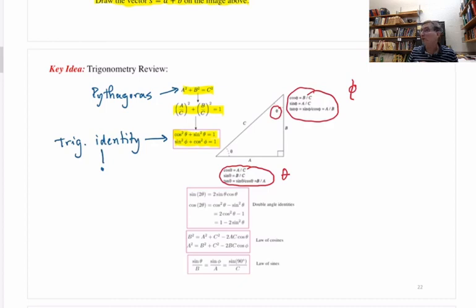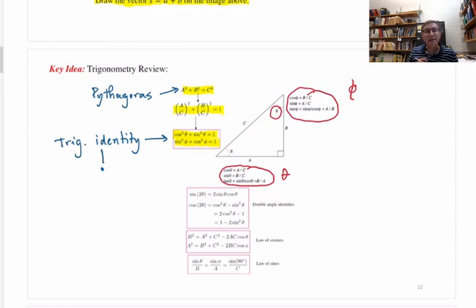Probably the first one you were taught in a trig class, first trig identity. Sine squared of an angle plus cosine squared of an angle equals 1. Or cosine squared plus sine squared equals 1. It doesn't matter which one goes first. You take an angle, you take the sine of it, you take the cosine of it, you square them and you add them, and you're always going to get 1. We will use that identity a lot.